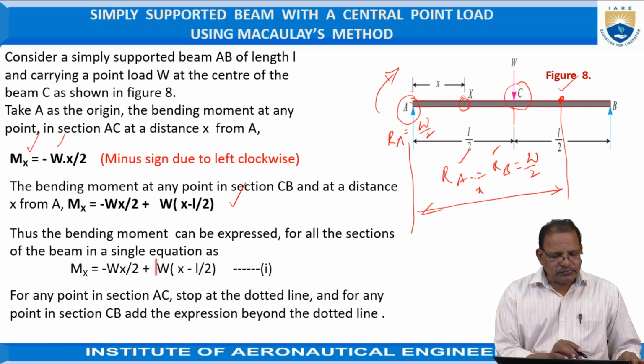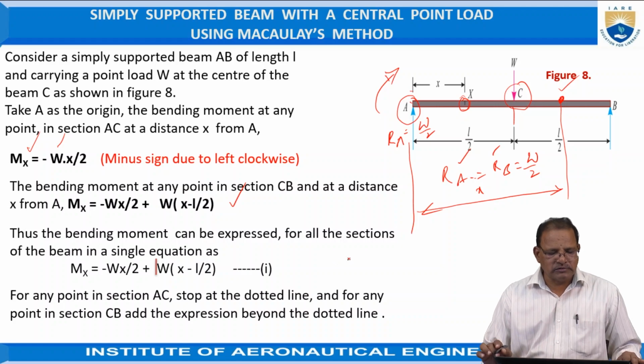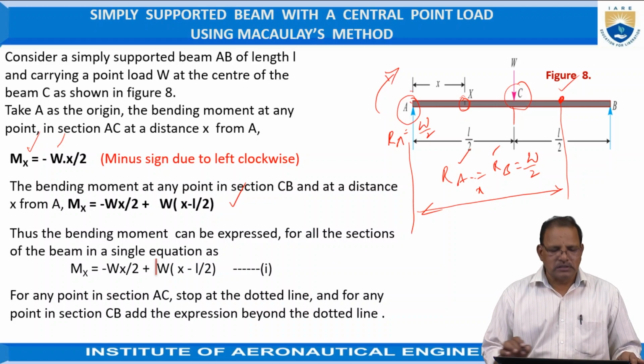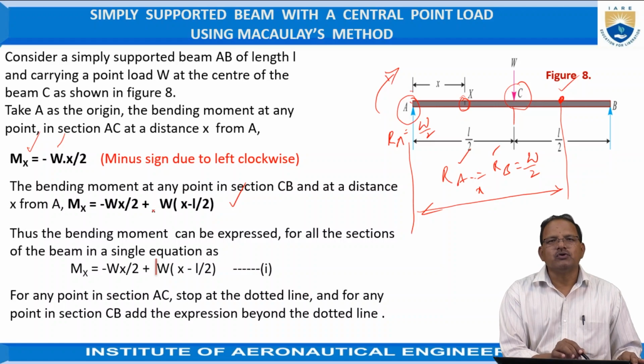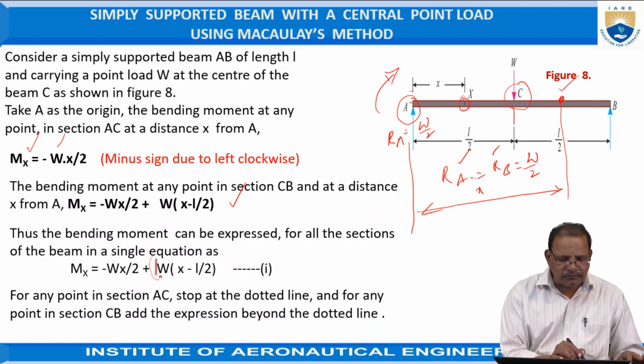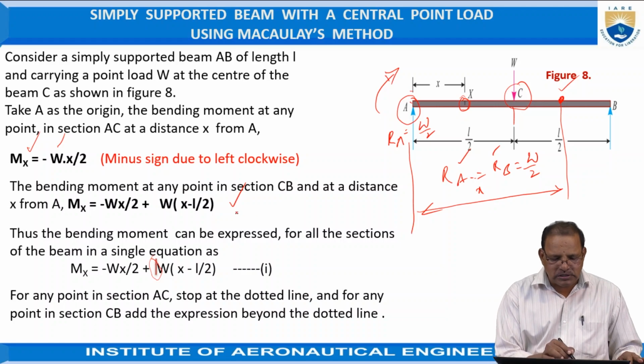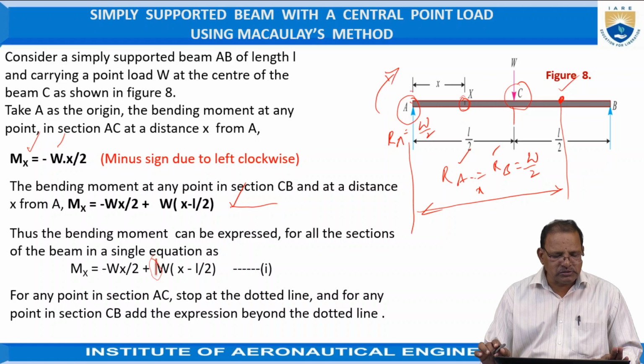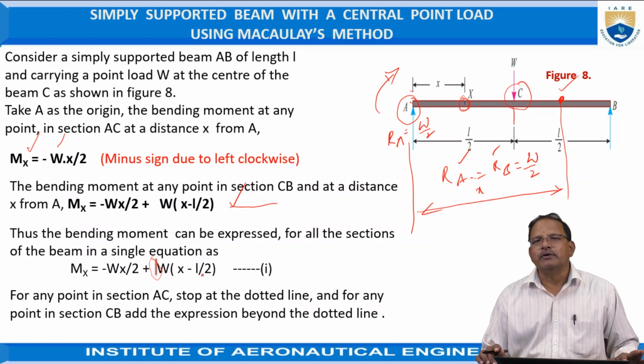Here, the bending moment can be expressed for all the sections of the beam in a single equation: Mx = -(W/2)x + W(x - L/2). This equation is applicable when the reference point lies between B and C. If I put a dotted line here as a separation, the above equation can be written as Mx = -(Wx/2), and here I am putting a separator, then W(x - L/2).